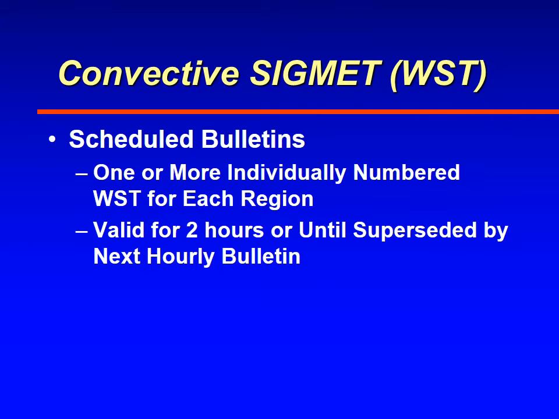These, of course, come out every 55 minutes after the hour. And they start numbering them starting at 0 Zulu. So on a very active day, you'll see sometimes convective SIGMET numbers that approach 100. But they'll issue them for each region, and then they're valid for 2 hours, and they update those every hour.